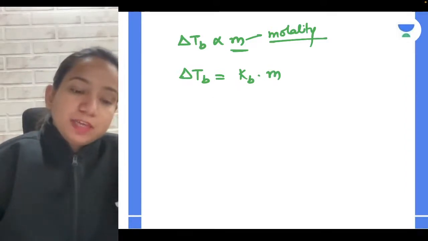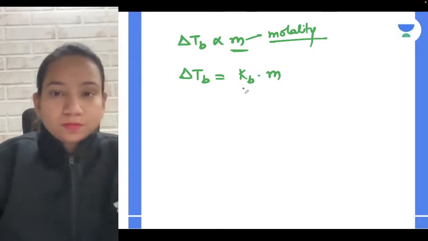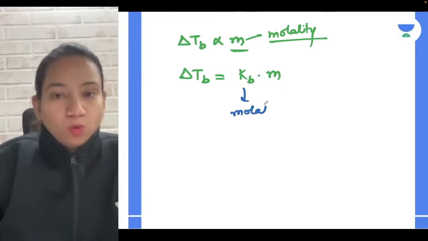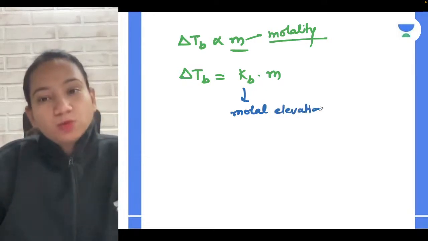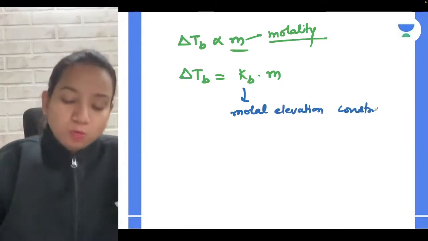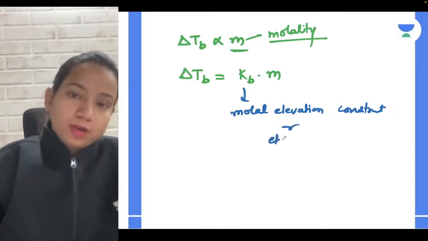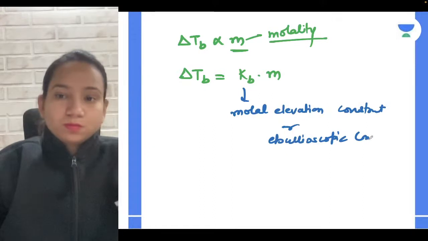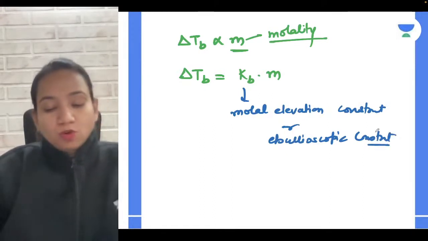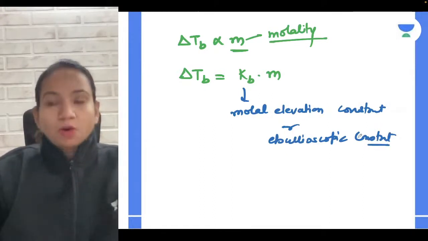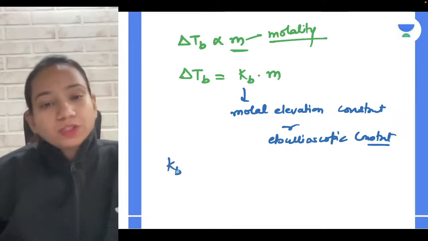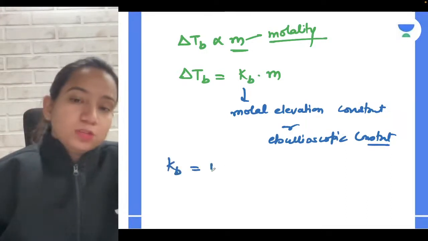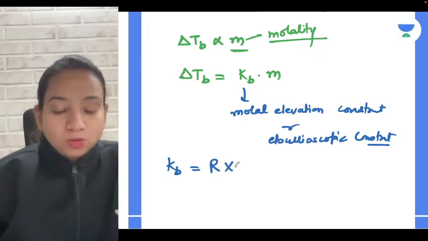Kb is the molal elevation constant, and it is also known by one more name, ebullioscopic constant. So it is called molal elevation constant or ebullioscopic constant. Now, Kb, how can we write it? So Kb is equal to nothing but R into Ma.